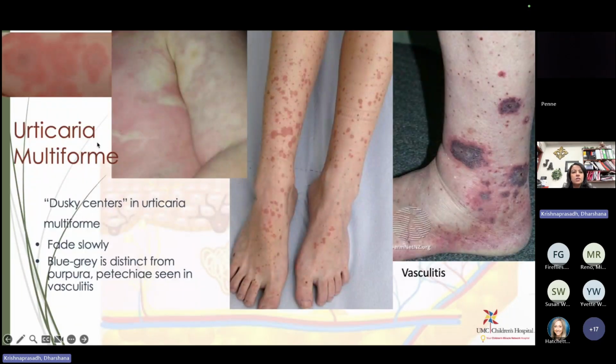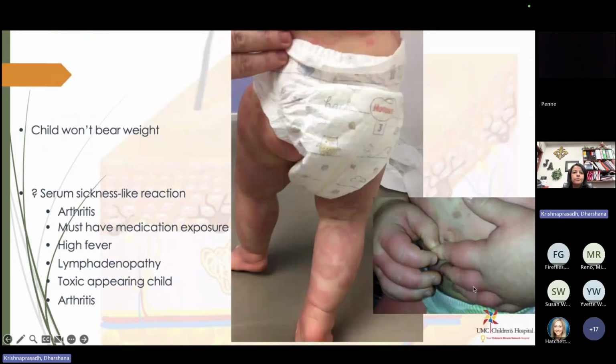And then you have urticaria multiforme. They can have this dusky appearance in the center. They do fade away slowly, and sometimes the blue-gray region of purpura and petechiae can be seen more with vasculitis.